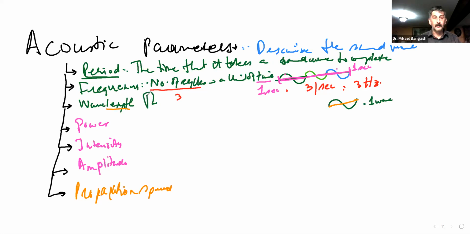Or we can say it's the distance from the beginning of a wave or cycle to the end of a cycle or wave. This distance, that would be the wavelength.